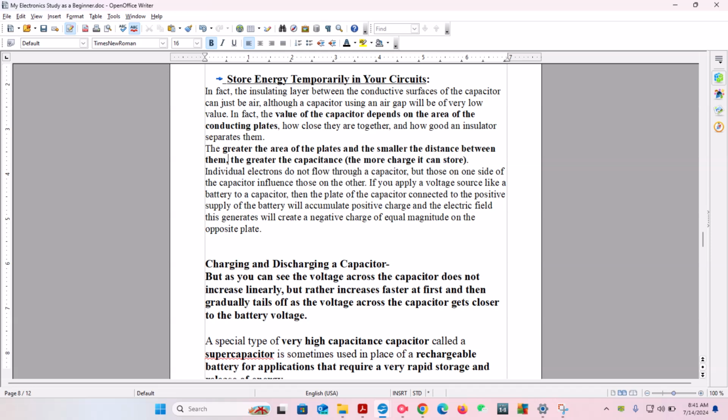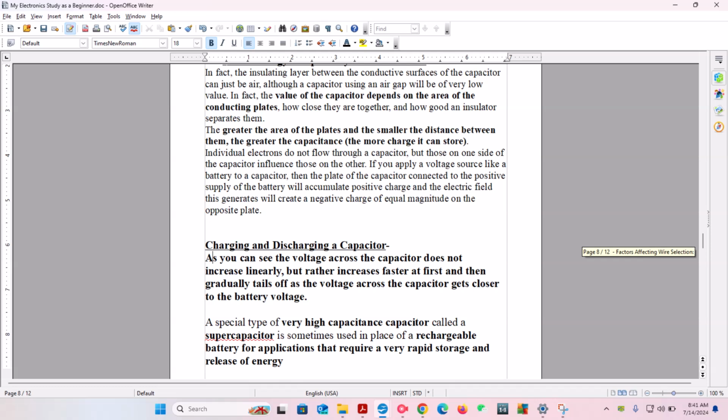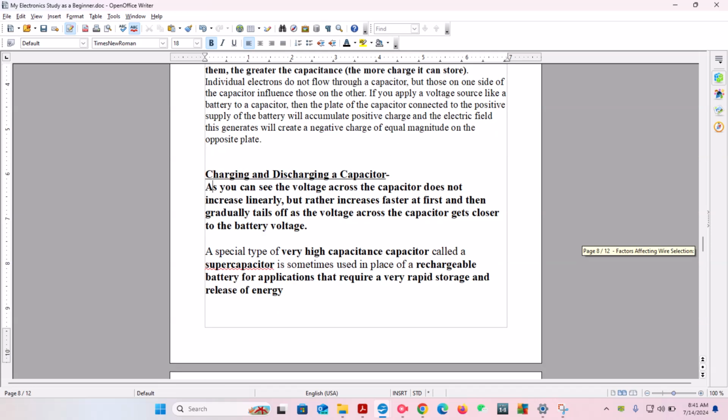Now, what we're talking about is charging and discharging a capacitor. As you can see, the voltage across the capacitor does not increase linearly, but rather increases faster at first and then gradually tails off as the voltage across the capacitor gets closer to the battery voltage. A special type of very high capacitance capacitor is called a supercapacitor, and is sometimes used in place of a rechargeable battery for applications that require very rapid storage and release of energy.